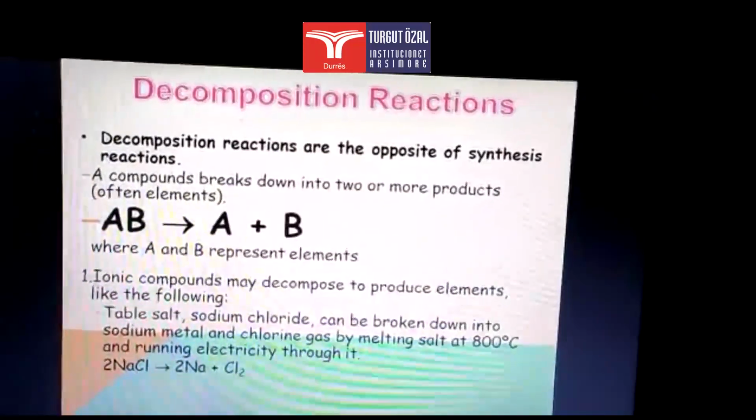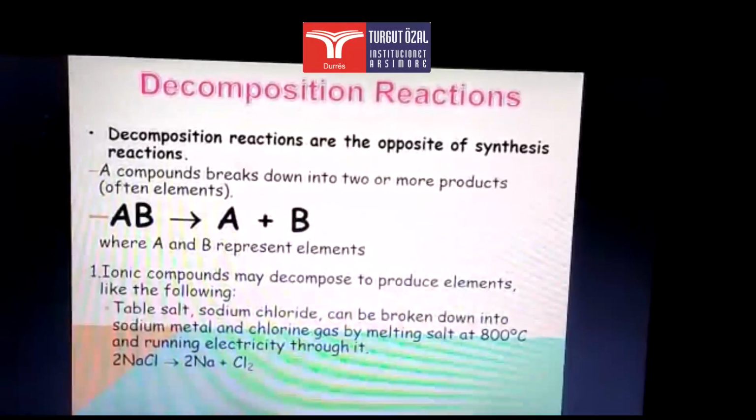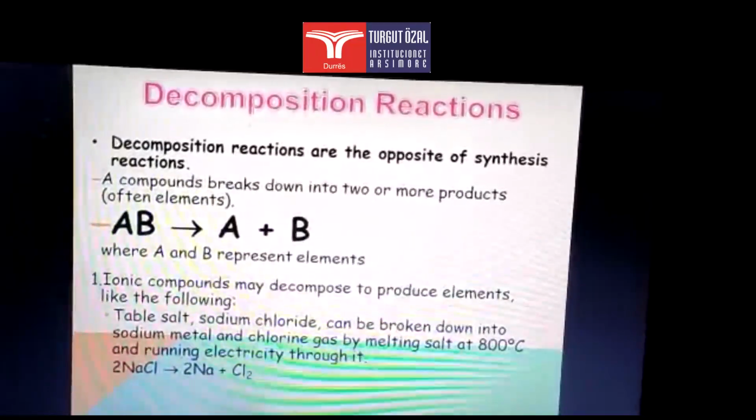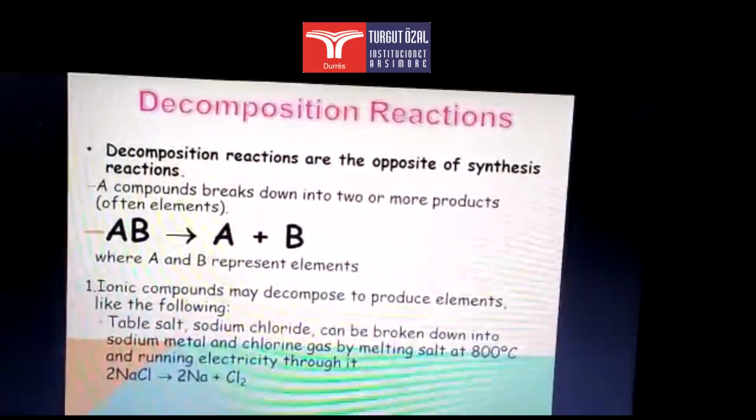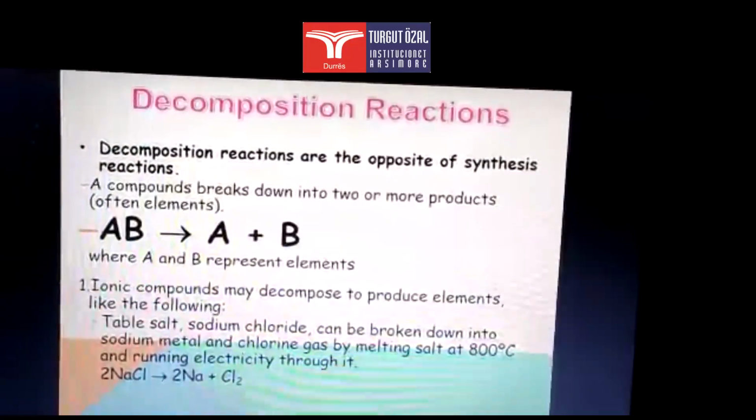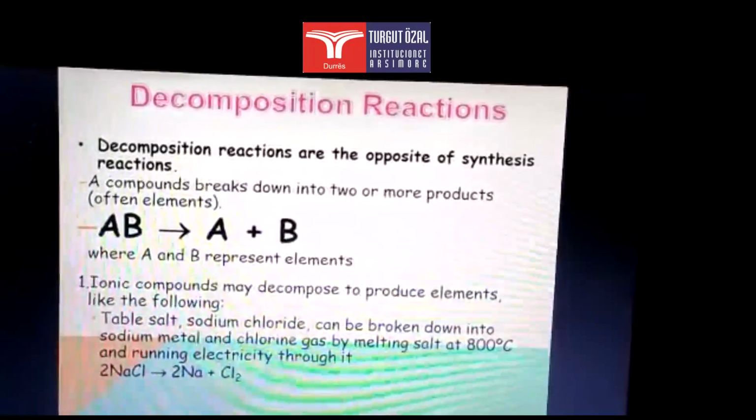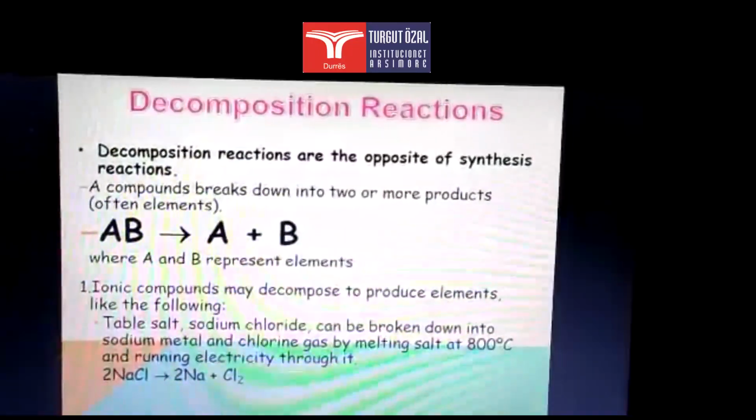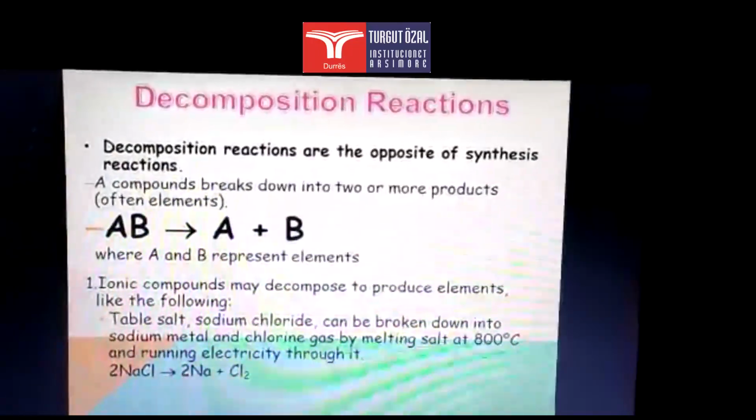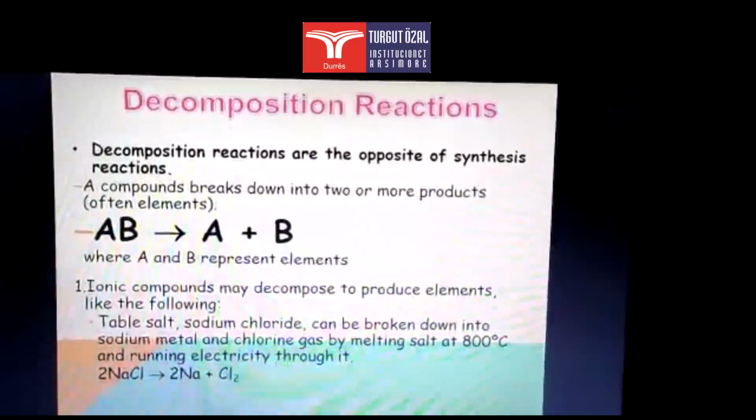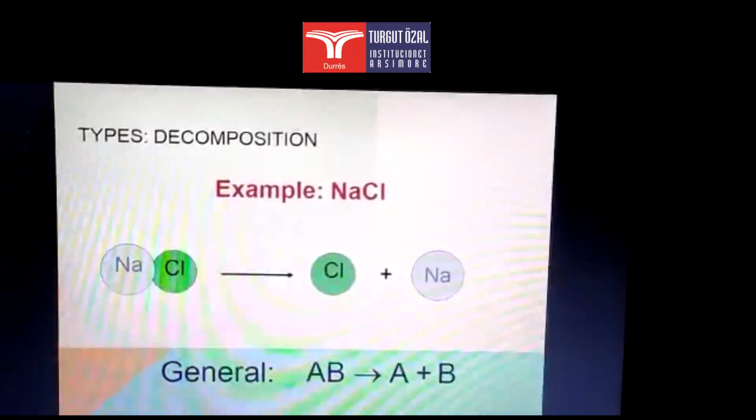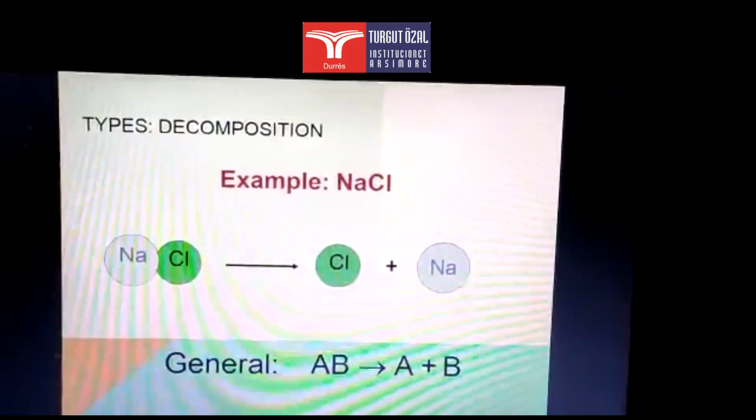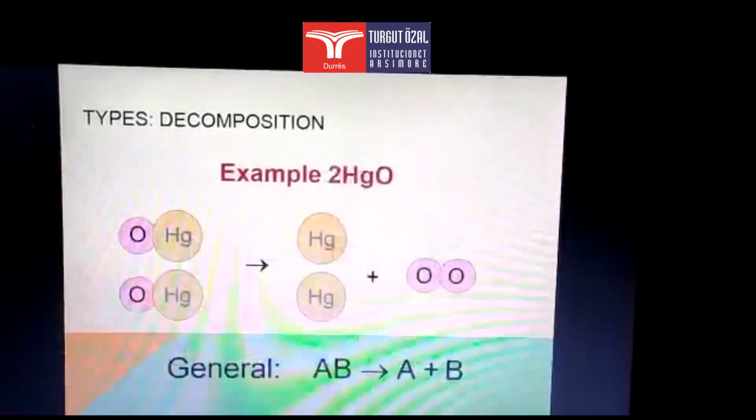Decomposition reaction. Decomposition reactions are the opposite of synthesis. A compound breaks down into two or more products, such as elements. AB gives A plus B, where A and B represent the elements. Ionic compounds may decompose to produce elements like the following. Table salt, sodium chloride, can be broken down into sodium metal and chlorine gas by melting at 800 degrees Celsius and running electricity through it. This is the example: sodium chloride gives chlorine and sodium. In general, AB gives A plus B.